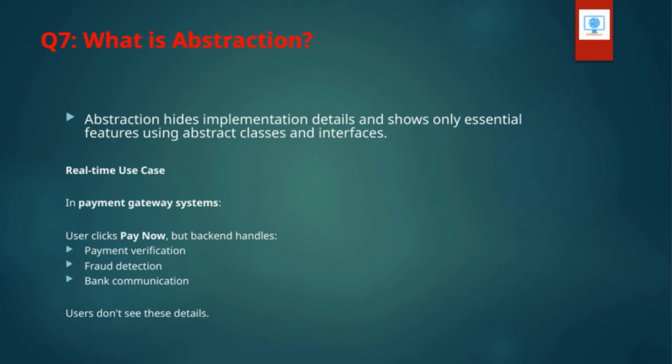For example, in a payment gateway system, when a user clicks Pay Now, they see only the final action. But behind the scenes, the system handles a lot more. It performs payment verification, checks for fraud, communicates with the bank, all without the user needing to know or see those details. This is a perfect illustration of abstraction in action. It keeps things simple for the user while managing complex processes behind the scenes. So, in essence, abstraction helps us focus on what the system does, not how every single detail is executed. It's a key concept in designing systems that are both simple to use and flexible to develop.